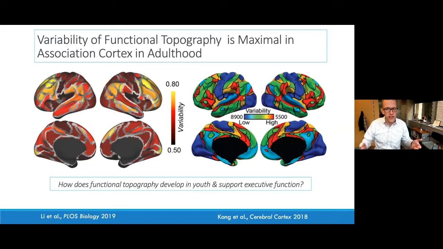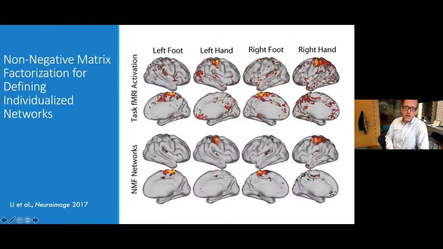However, it's important to note that all these studies were conducted in adults. It really remained unknown how functional topography develops in youth and how it might support executive function in kids. So that's exactly what Zaixu looked at. To do this, we used data from the Philadelphia Neurodevelopmental Cohort and created personalized functional networks using a recently developed machine learning technique that uses a method called spatially regularized non-negative matrix factorization, or NMF. This technique was developed by our collaborators, Hongming Li and Yong Fan.